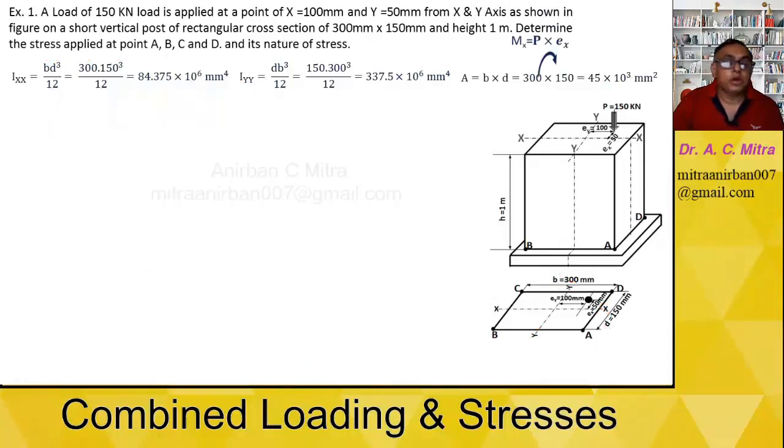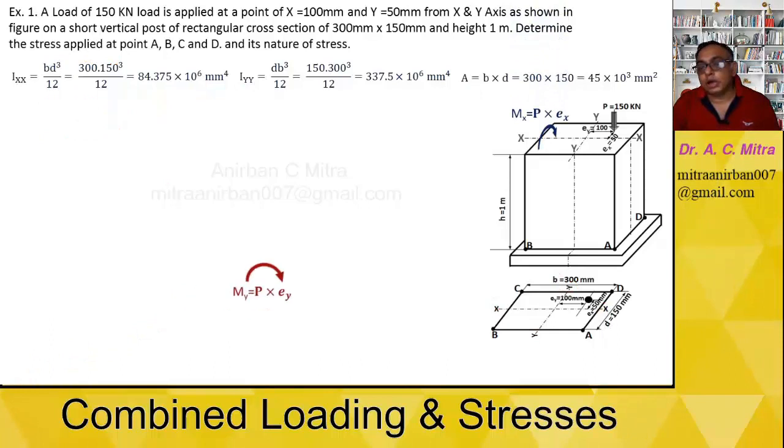We just see what moments are applied on this. There are two moments applied, along x-axis Mx, along y-axis My. How to find out the Mx? This force applied by the distance from x, it will be ex. To find out My, it will be again this force multiplied by the distance from y, that is ey. So My is equal to P into ey and Mx is equal to P into ex.